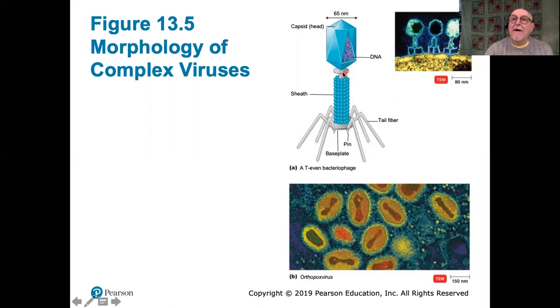Not enveloped, but here is the icosahedral head here, and here is a helical protein structure here, forming a sheath below. Now, we do actually also see some of the complex viruses in animals as well. This is an orthopox virus. Don't worry about it. We'll just remember that it's there. But these complex viruses are extremely interesting, and these are typical of many of the bacteriophages.